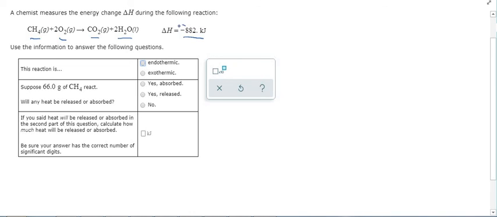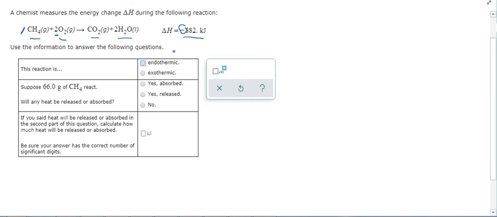The negative here tells us that it is exothermic. It's going to give off heat. And so that means that for every 1 mole of methane, we're going to generate 882 kilojoules worth of heat. And for every 2 moles of oxygen, we will generate 882 kilojoules of heat. For every 1 mole of carbon dioxide created, we generate 882 kilojoules of heat. And for every 2 moles of water, we generate 882 kilojoules of heat.